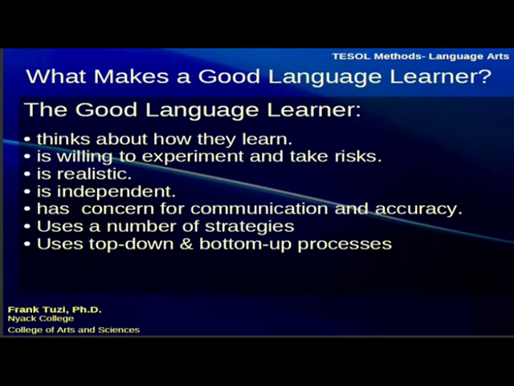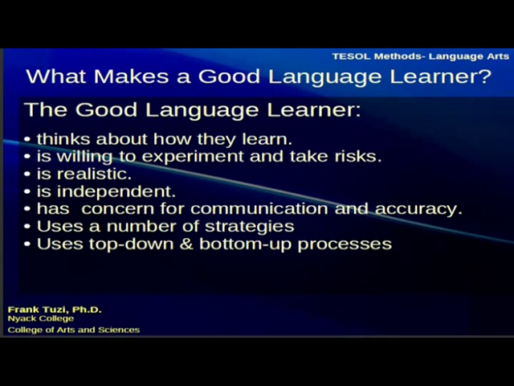Good language learners have a concern for communication and for accuracy. Sometimes these are considered opposites: I just want to get my point across even if I make mistakes, versus I've got to be completely accurate, at the cost of taking too long to communicate. A good language learner is going to have a desire to have both of these. I want to communicate and keep the pace of the conversation going, but at the same time I want to be accurate. And so there's a happy balance there.